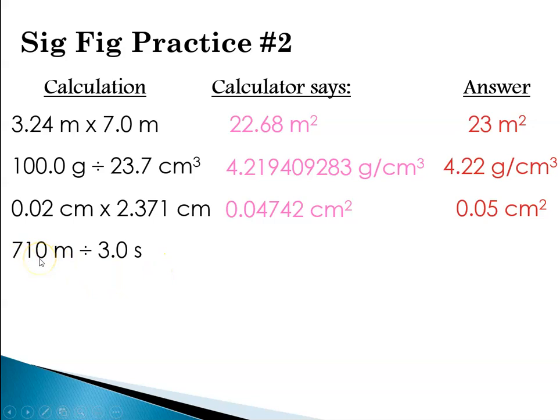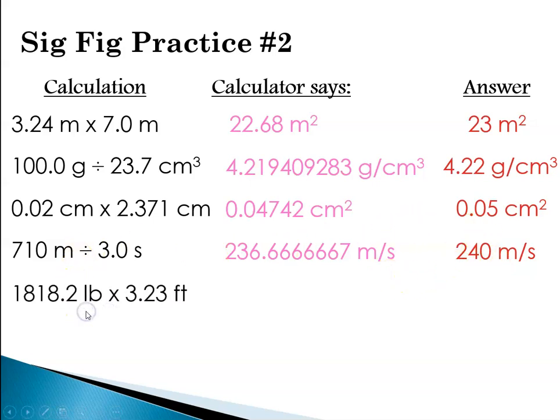Here I have 710 divided by 3.0. This is what my calculator gives me. This number has 2 sig figs. This number has 2 sig figs. To round to 2 sig figs, my second significant digit is the 3. The number following it is a 6, so I'm going to have to round to 240, 2 sig figs. If I were to put a decimal there, that would make 3 sig figs, and that is no bueno. So again, remembering the rules for zeros is very important.